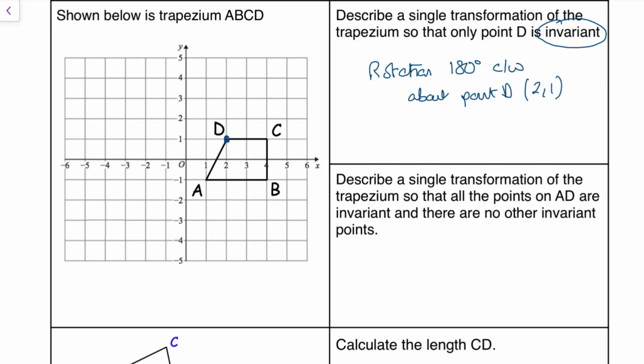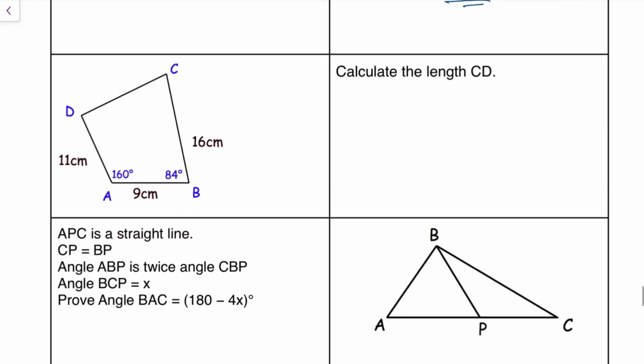Describe a single transformation of the trapezium so that all points on AD are invariant and there are no other invariant points. Okay, think about that one. Right, okay, so if I only want AD to stay the same, well, the points that don't change are the points that are on the mirror line. So therefore, I would have reflection, the name of the transformation, in the line, and then I need the equation of the line. So it's got a gradient of 2, goes across 1 and up 2, and it goes through minus 3. So it's in the line y equals 2x minus 3. Now, invariant points have come up before, and it's one of those things that often people don't say out loud. So invariant means it doesn't change in a transformation. That is question done. Next question.